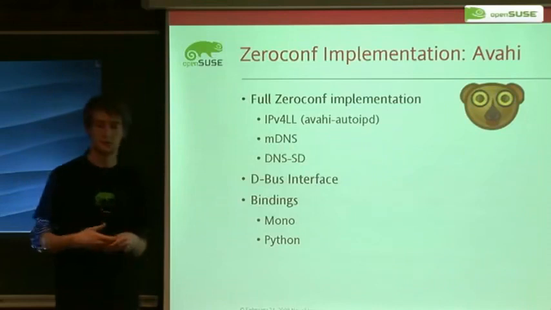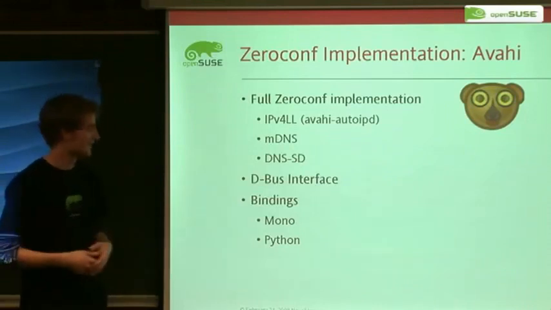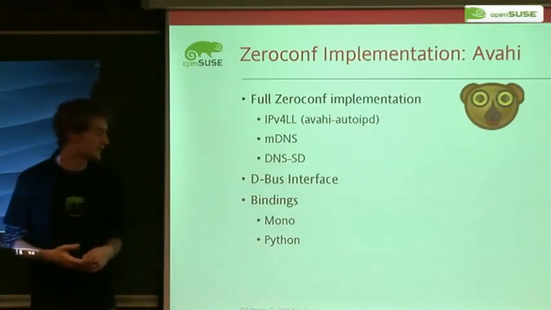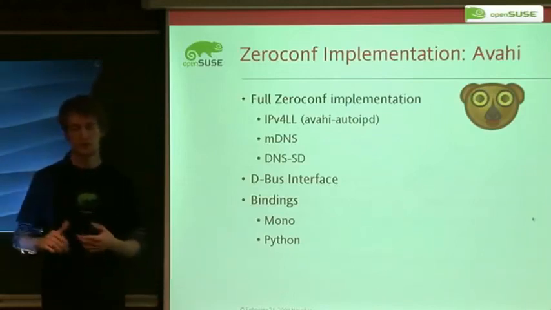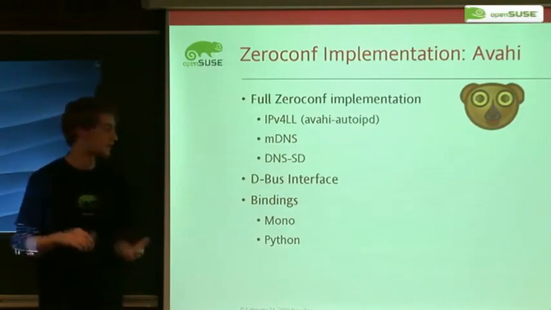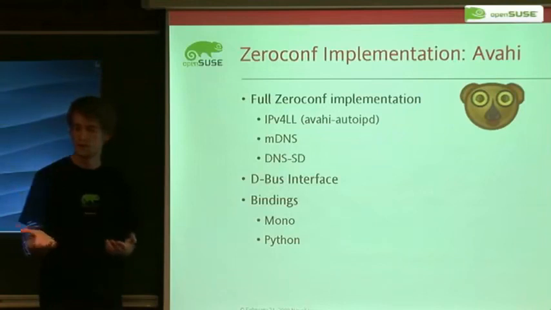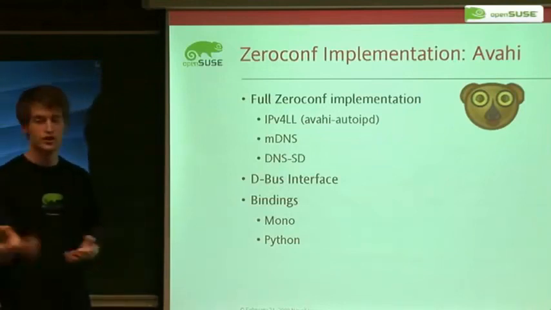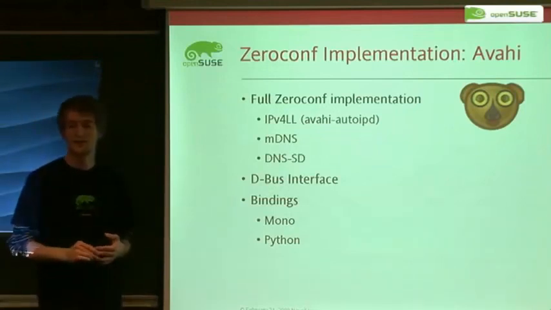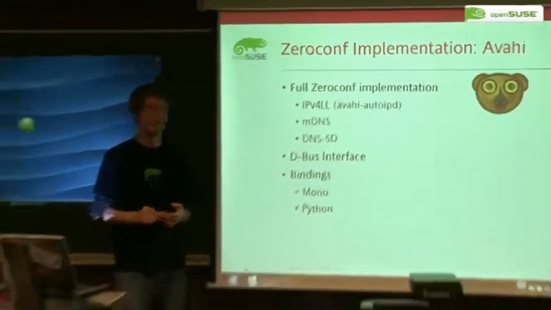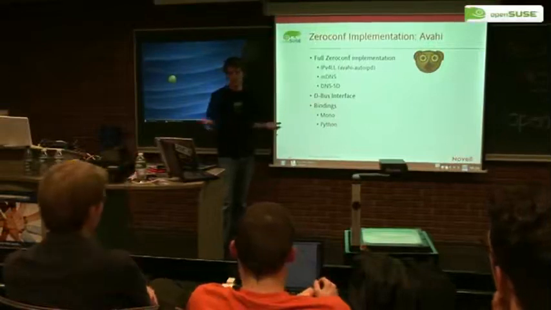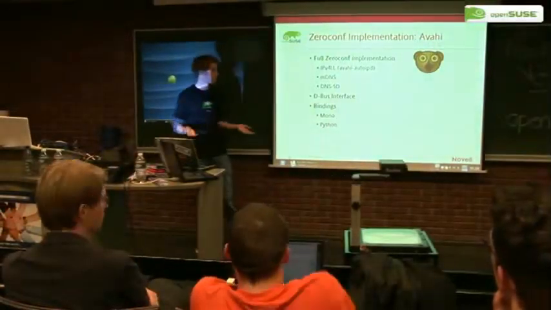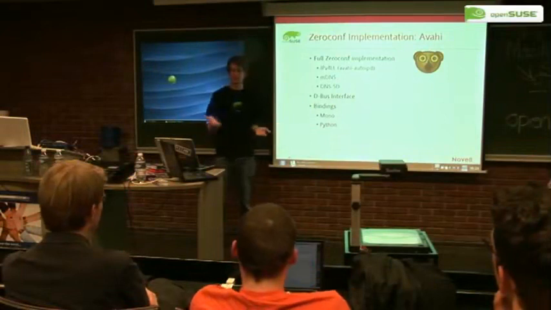This is very nicely done, so good job. And it also offers lots of bindings, like for Mono, Python, and I guess many more, and also lots of helpers, for example, for the GLib main loop integration, and what else? Qt stuff. Qt has support as well, crazy stuff. So Avahi is really nice to implement. It offers everything you need. So, it's neat.